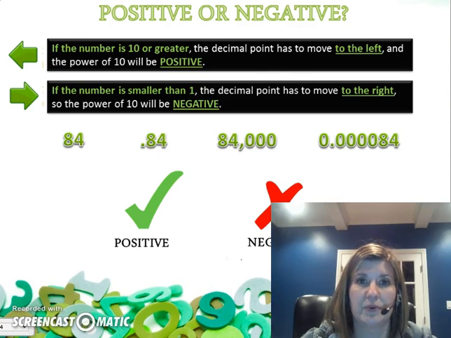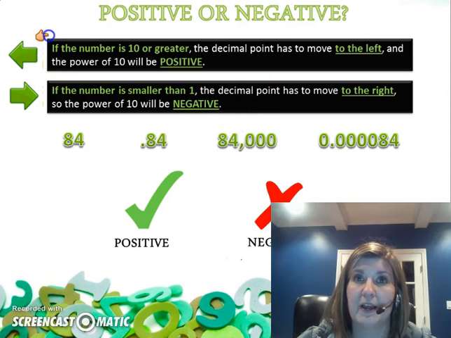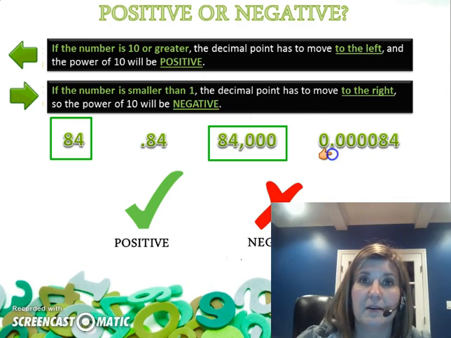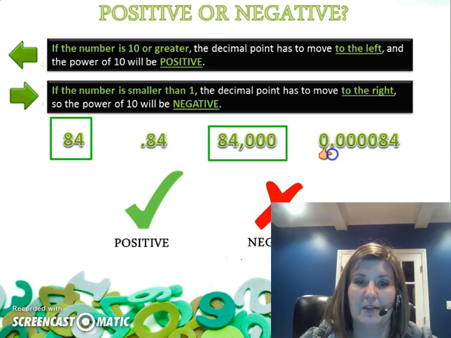Okay, so now you answer a question for each of these. Try to jot this down, and then I'll explain a little bit. These are just the rules sort of outlined for you up here, remembering if the number is 10 or greater to begin with, as is in the case of 84 and 84,000, you want to move that decimal point to the left, and the power of 10 will be positive. If the number is smaller than 1, as in 84 hundredths and 84 hundred thousandths, you're going to move the decimal point to the right, and the power of 10 will be negative.